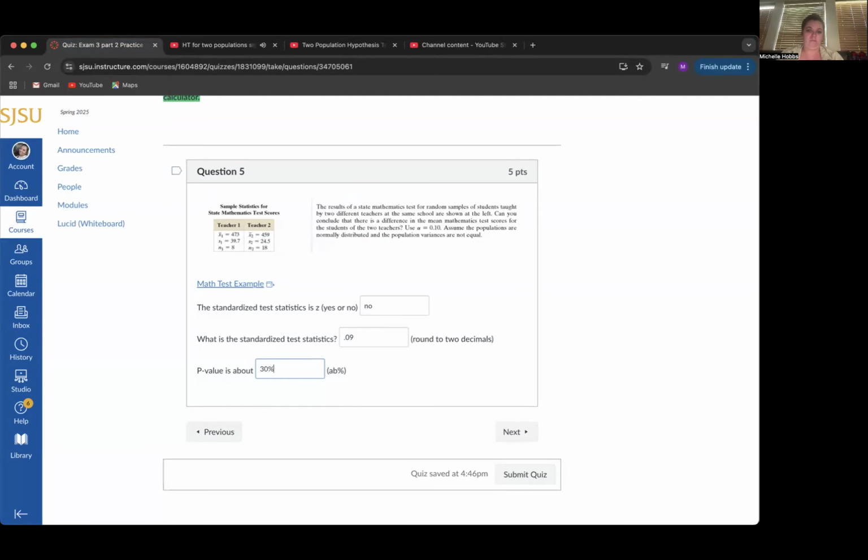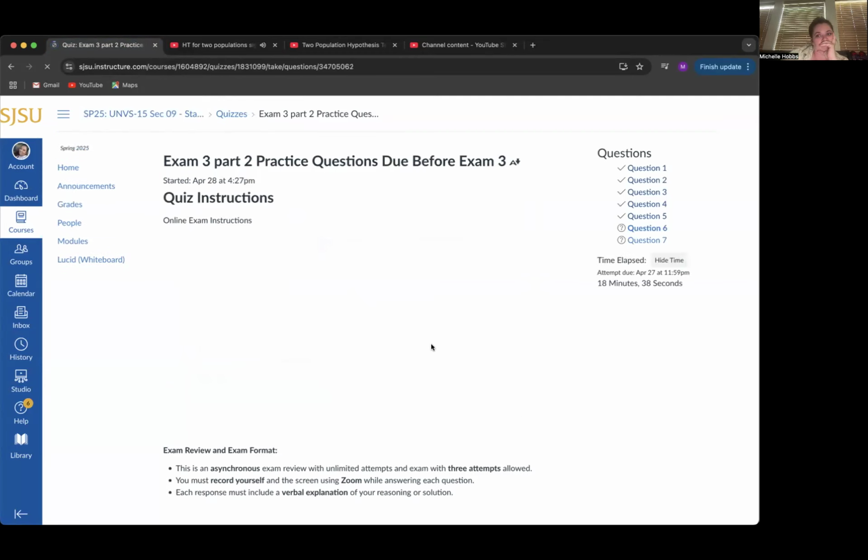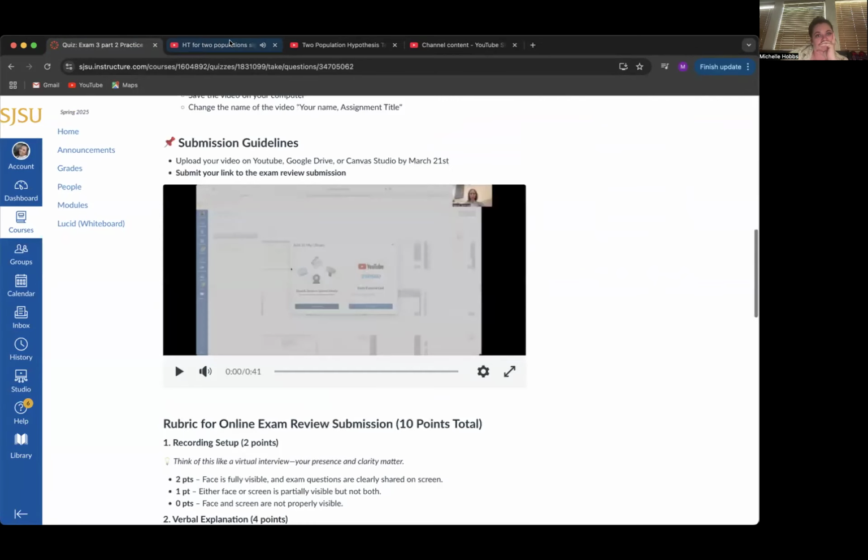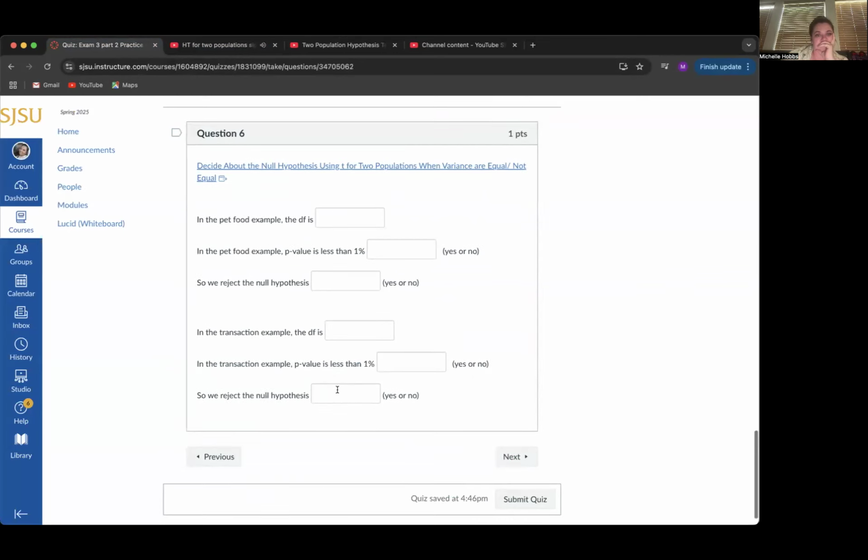So let us compare p-value and alpha. Alpha is not given to us, so let us select alpha to be 5%. Okay, moving on to question number 6.